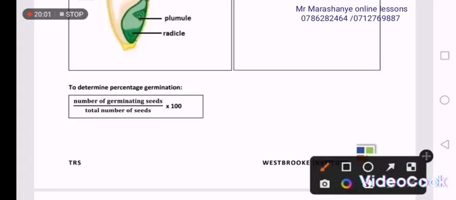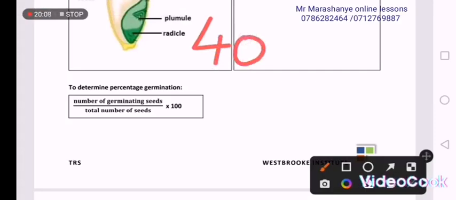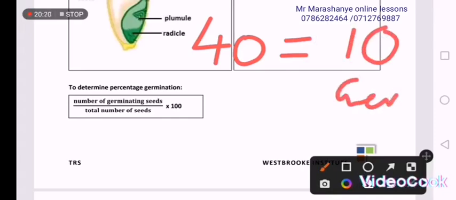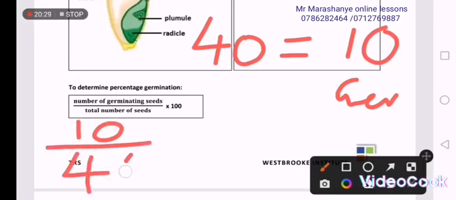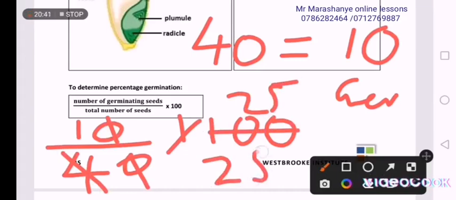For example, you planted 40 seeds, which is the total number of seeds planted, and then 10 germinated. To calculate the percentage germination, you say number of seeds germinated, 10, over the total, 40 seeds planted, times 100. Cancelling the zeros, you get 25. So the percentage germination is 25%.